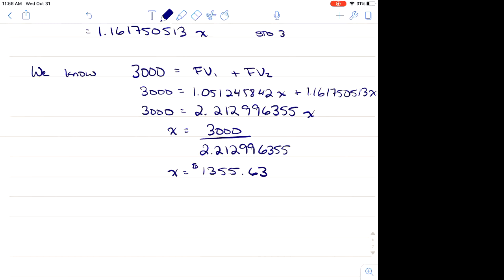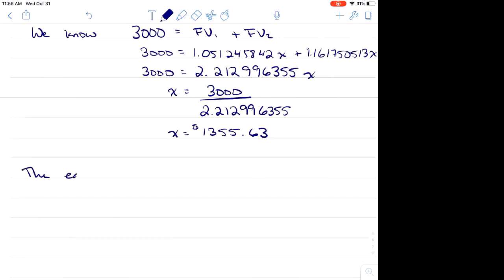And that's good enough for me, right? They're equal payments, so the equal payments amount must be 1,355 and 63 pennies. Something like that. Right. So 1,355 and 63 pennies today, and another payment, what was it, 2 years from now? Those will grow to total 3,000 in 3 years from now. Okay. Any questions about that one?